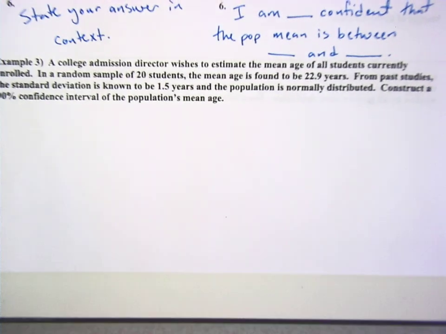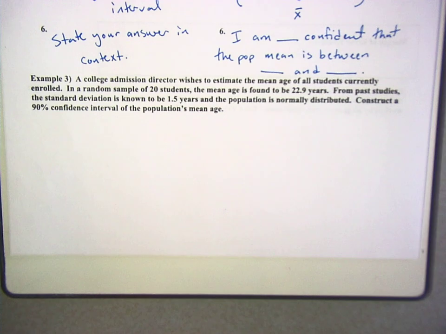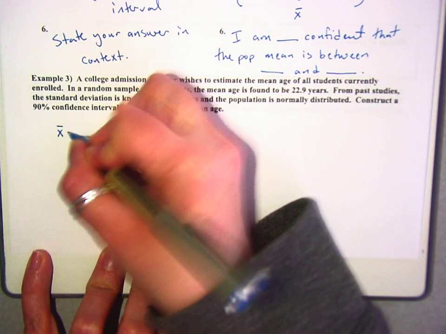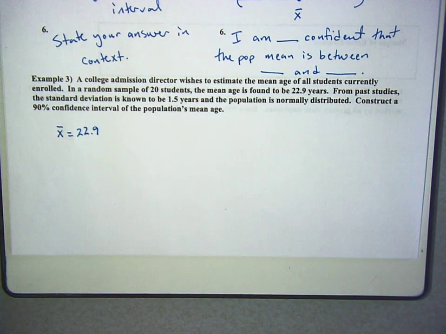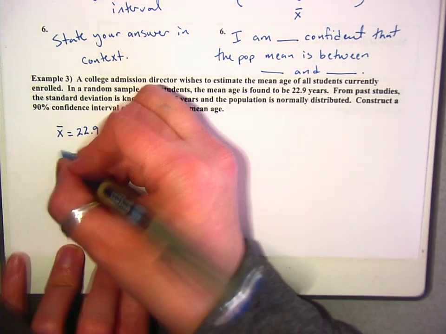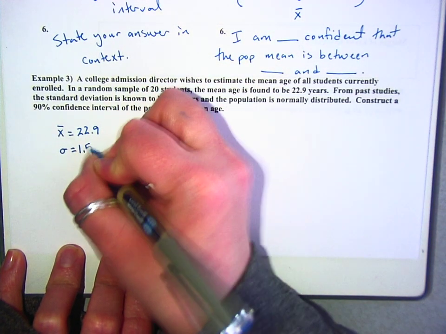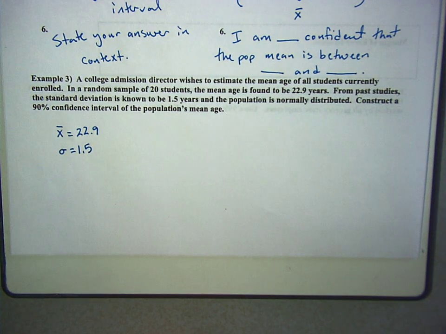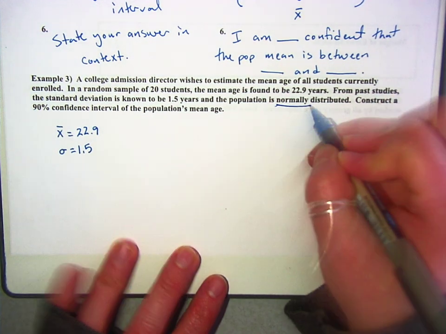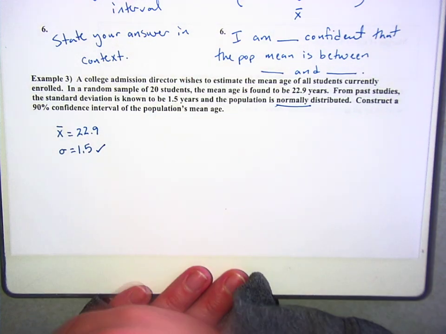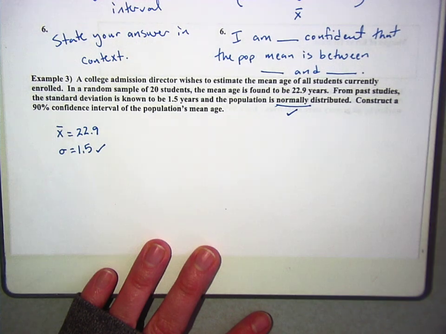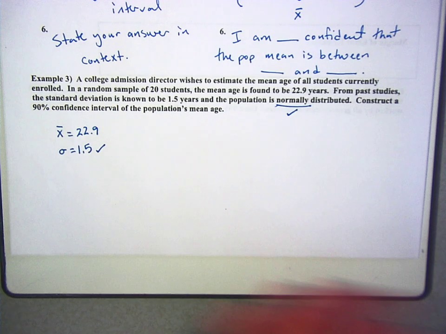A college admission director wishes to estimate the mean age of all students currently enrolled. In a random sample of 20 students, the mean is found to be 22.9 years. From past studies, the standard deviation is known to be 1.5 years. So that's a population standard deviation because they've already done a study before. And the population is normal. So step one, I have to verify that that is known. Yes. It's normal. And how many people did they ask? 20. Ooh, they only asked 20.